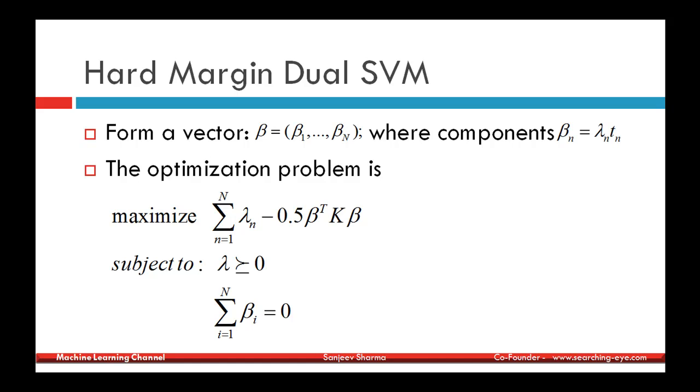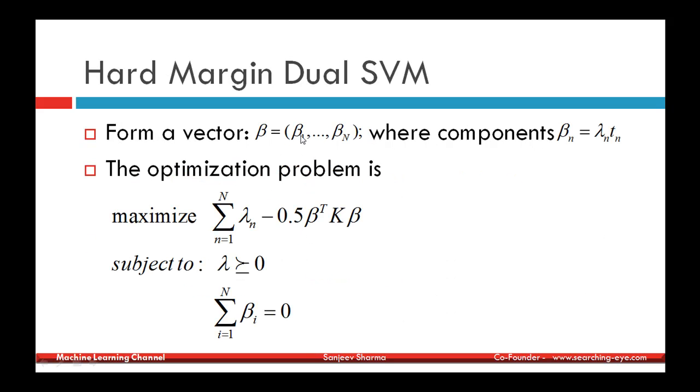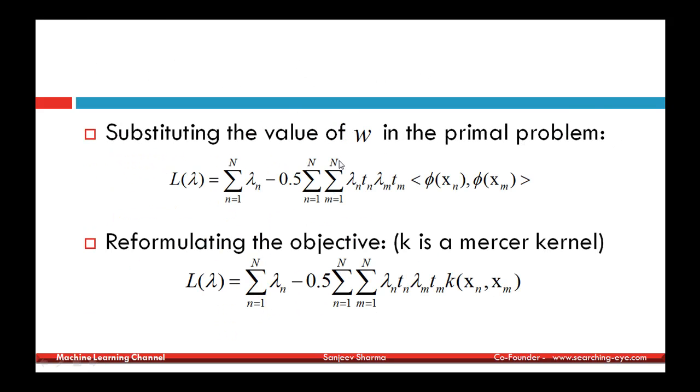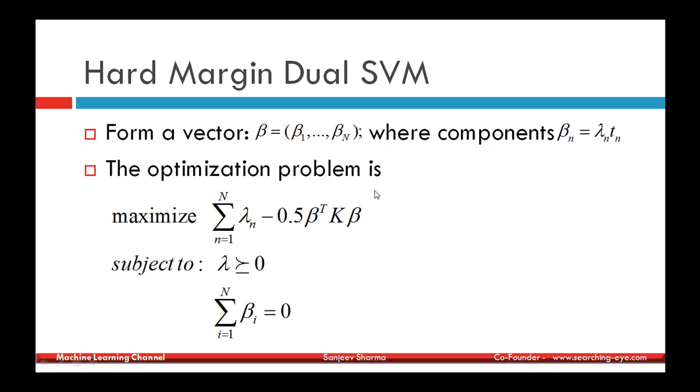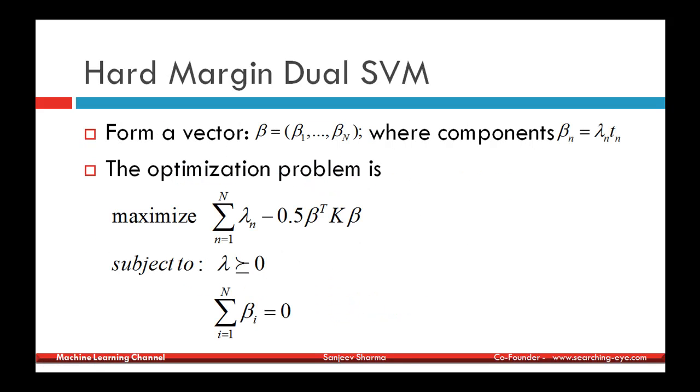So we can reformulate the dual problem. To solve this problem, we can just form a vector beta, where the components of this vector, beta 1 to beta n, represent the product lambda n times Tn. Therefore this problem is equivalent to maximizing the sum over n from 1 to capital N of lambda n minus 0.5 beta transpose times k times beta, where k is a kernel matrix whose components k n comma m define k of xn comma xm. And in this presentation I have used the Gaussian kernel function.